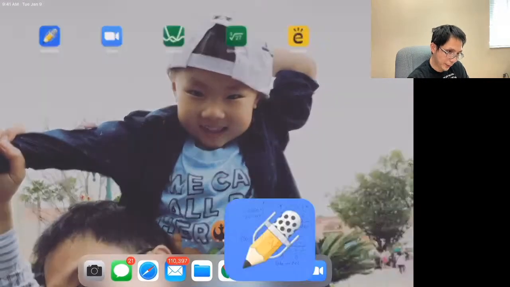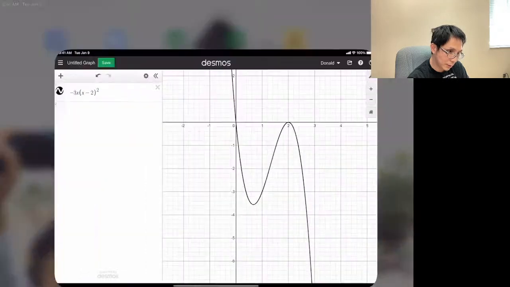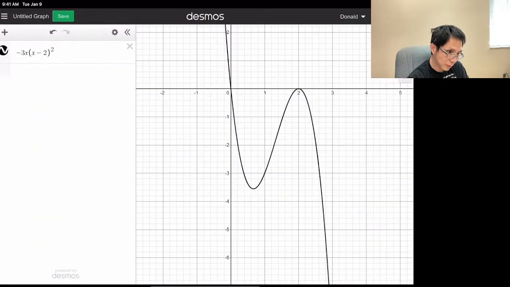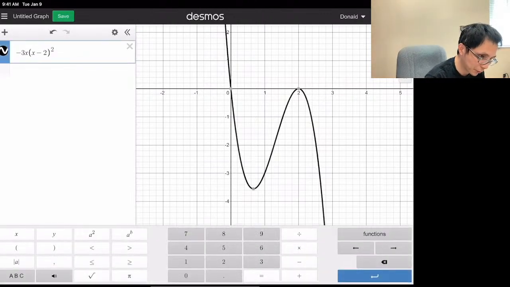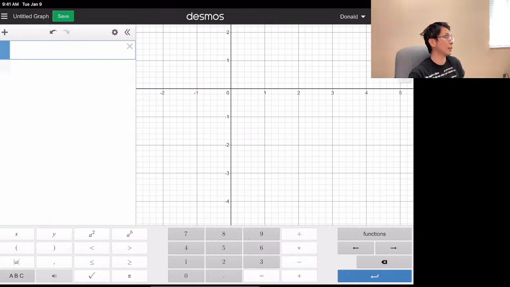So let's look at it again. x equal to 2, x equal to 0. Wait, did I type it in right? Yeah, but that's a derivative, so it's showing the derivative. You're right. I don't know what the original function is, so we've got to figure out what the original function is. So the graph doesn't work. Sorry about that. Thank you.